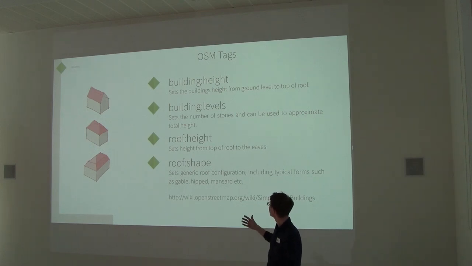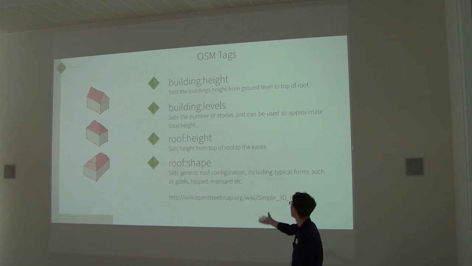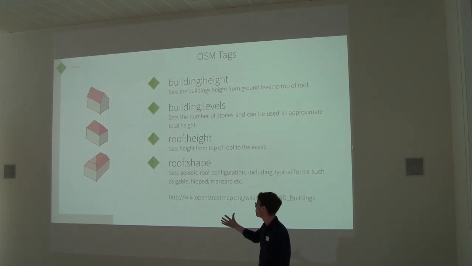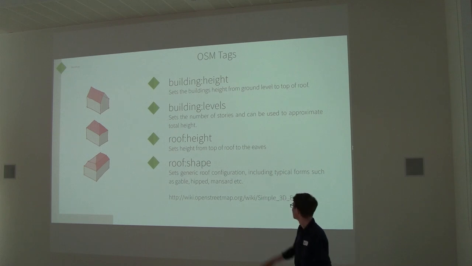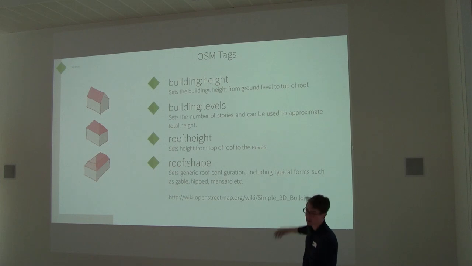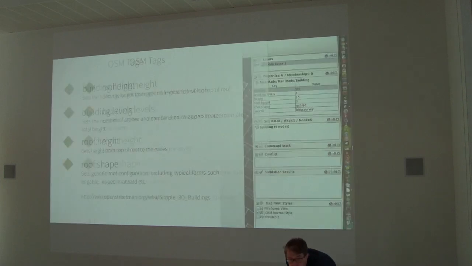Roof height: you can set the height the roof would be at. It takes the top height, or your building height, and subtracts down to where the eaves would sit, and you can add a roof shape tag, which gives it a generic shape. So if you say roof shape: gable, hipped, mansard, or any other sort of roof, there's a whole wide variety of roof arrangements, and when you take that through into the render packages, which I'll show you later, it automatically figures out sensible geometry for that to work. You can see a lot more of the tags at that address. I'll put all these slides somewhere online later on.